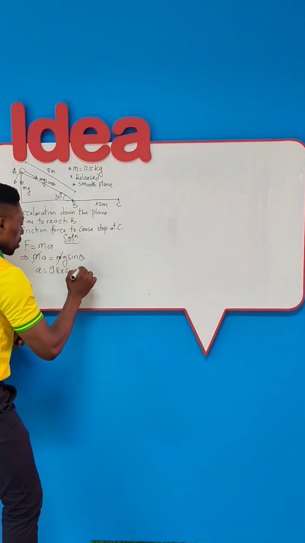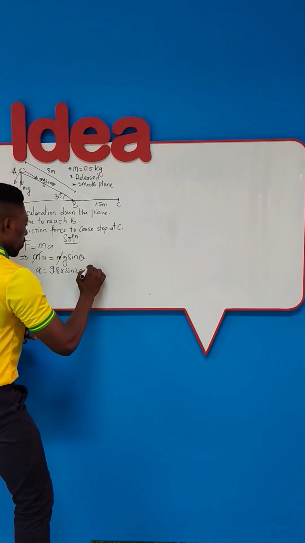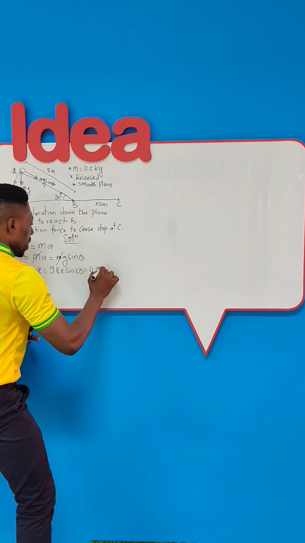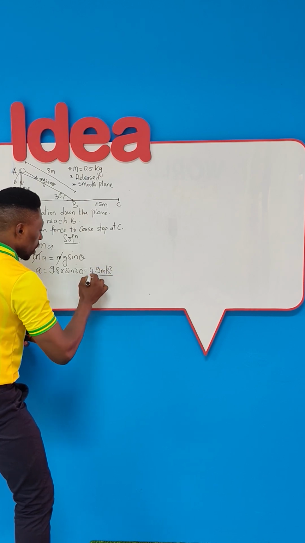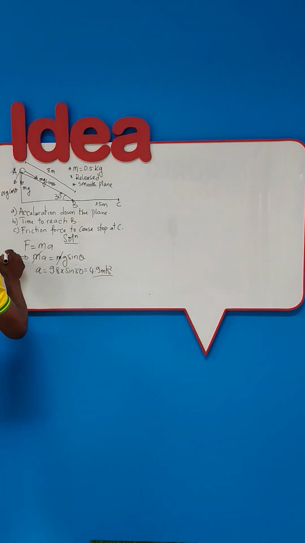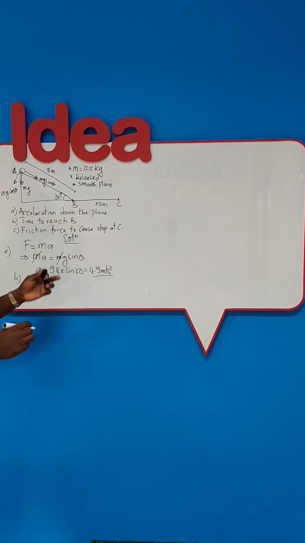And if you do this very well on your calculator, you're going to have that a will be 4.9 meters per second squared. Guys, watch out for the units. Okay, now this is the answer to question A. Now as for question B, find the time to reach B.